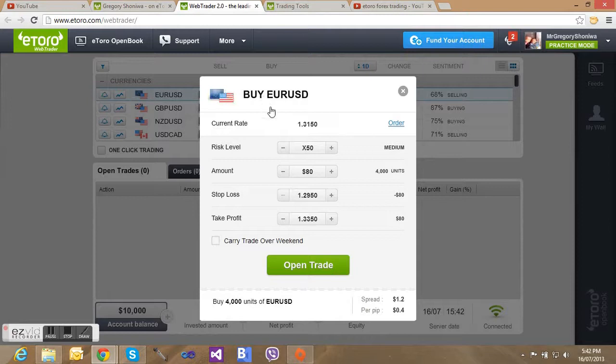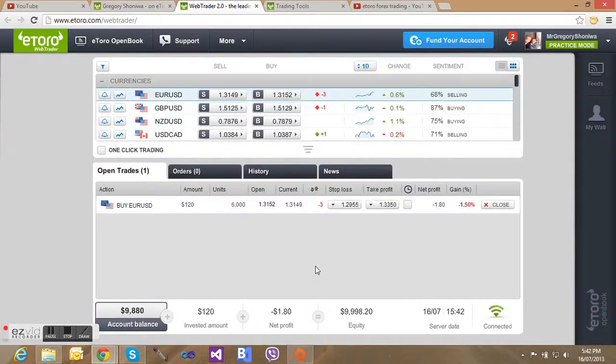I'm seeing that the market is going up, so let me just make a basic buy trade, which means I'm estimating the market is going to go up, so I'm going to buy my Euro USDs and see how it's going to go. Okay, so it'll pop up like that, and let's just see whether the markets are going to go up. As you can see, it looks like it's going down, but that's basically it.